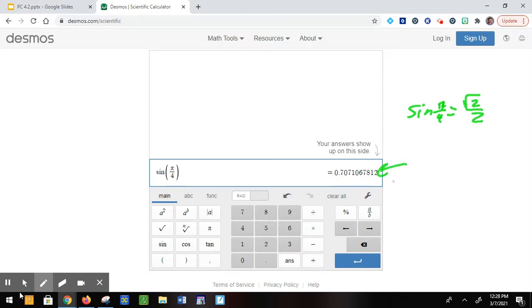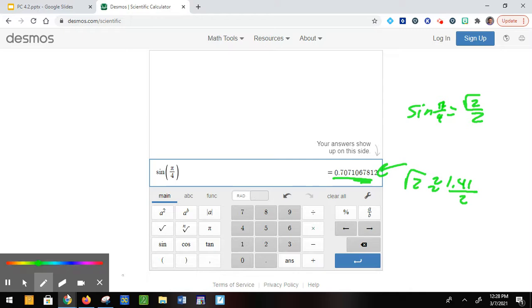Guess what? Square root of 2 is roughly 1.41. So if I divide that by 2, I am getting that, right? So this is a decimal approximation of sine of pi over 4, okay? Again, notice how if I switch between radian and degree mode, I'm getting different answers. So that's an easy way to make a mistake on a test or a quiz or a homework or whatever. So make sure you're in the right mode.